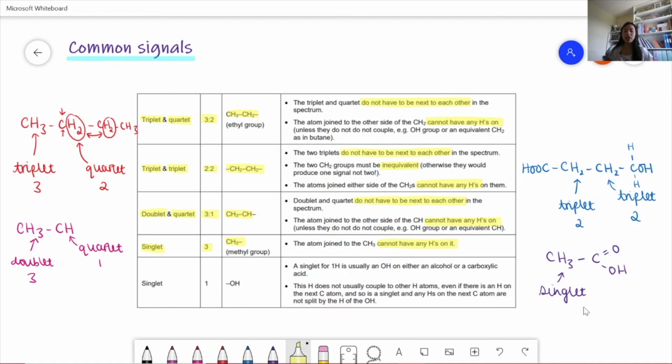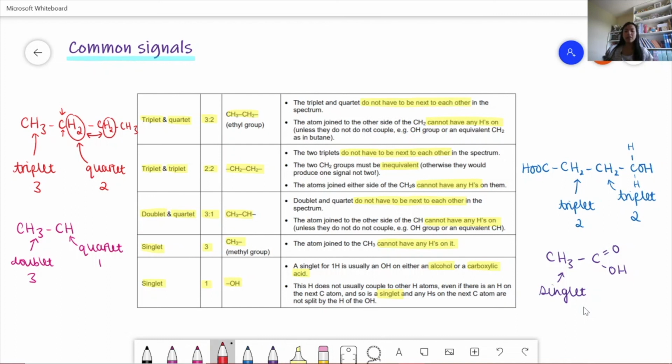And then lastly, looking at the OH group, this will always be a singlet, and it'll have a relative intensity of 1 because there's only one hydrogen. The rules are that a singlet for one hydrogen is usually an OH on either an alcohol or a carboxylic acid. This hydrogen doesn't usually couple to other hydrogen atoms, even if there's a hydrogen atom on the next carbon atom. So it remains as a singlet, and any hydrogens on the next carbon atom are not split by the hydrogen of the OH. So basically it's just by itself, and it doesn't affect anything, and other things don't affect this hydrogen.